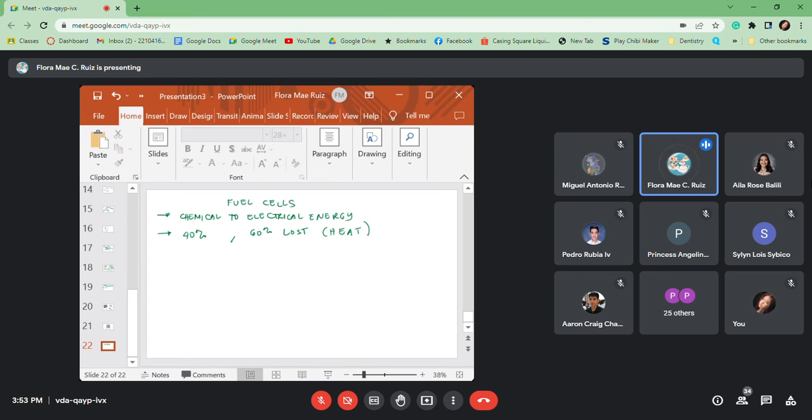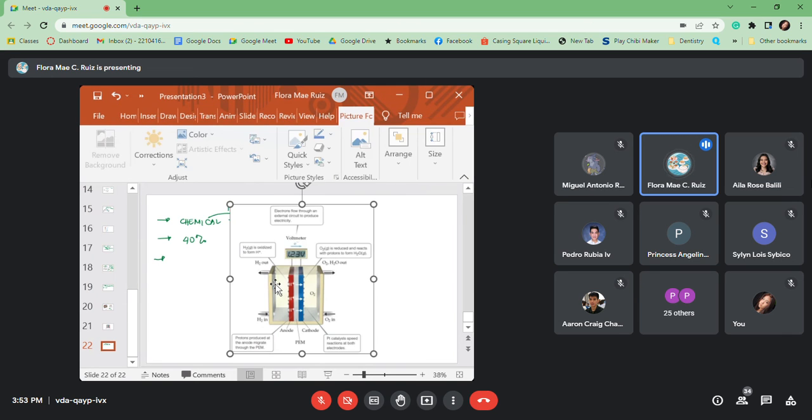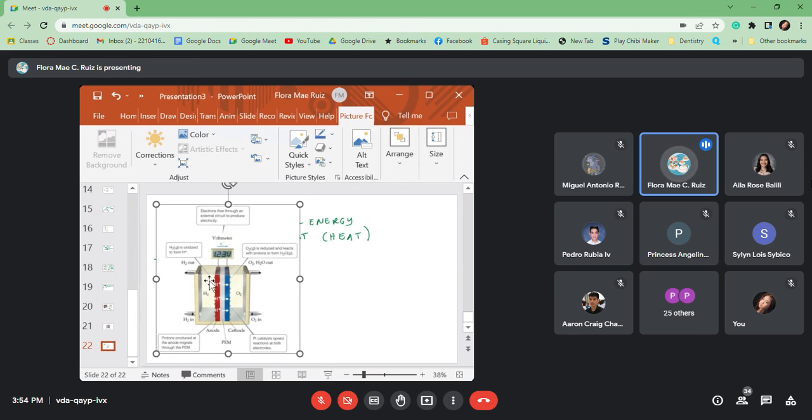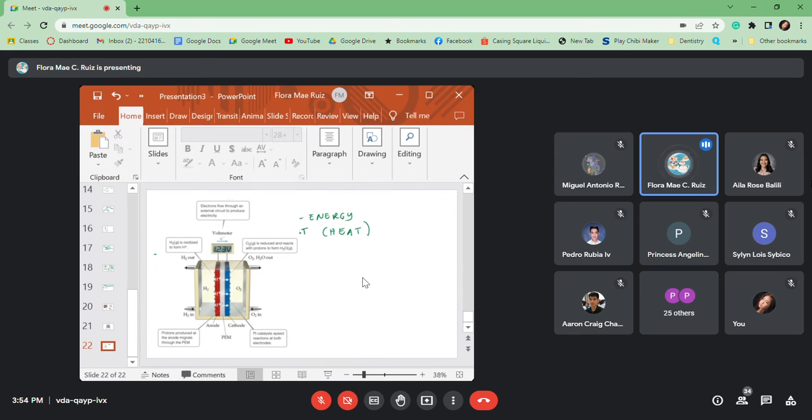But the direct conversion from chemical to electrical energy is more efficient and is the basis for our fuel cells. Fuel cells, on the other hand, class, are not batteries, okay? Because the source of energy must be continuously provided. One example of fuel cell is your hydrogen fuel cell. In this cell, hydrogen and oxygen will form water.